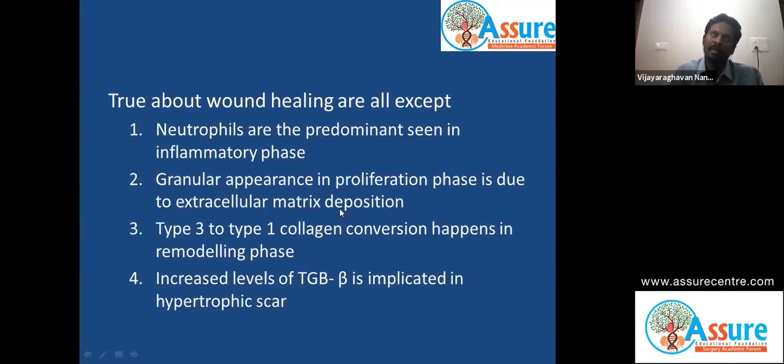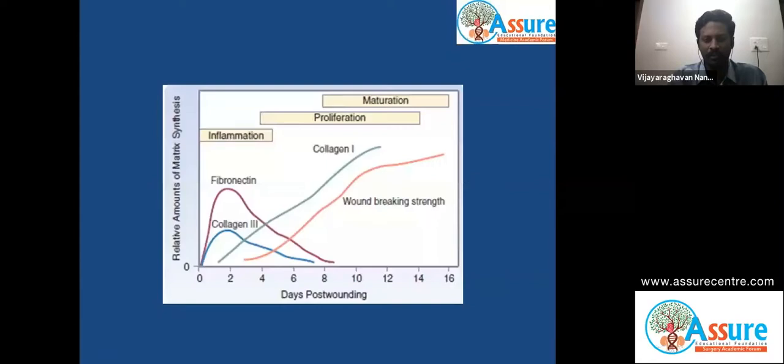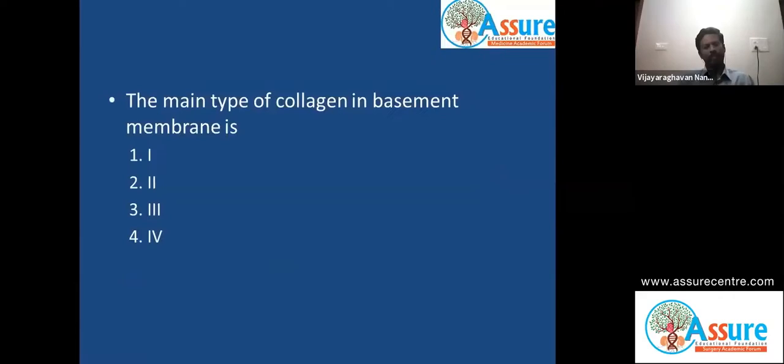What also happens in the remodeling phase? This irregularly, haphazardly deposited collagen changes into linear collagen. Okay, so these are all the extra facts which you need to know as in the general surgical part. So if there are any further questions, you will be able to answer that accordingly. Okay, so going a little bit into this collagen, what could be the next one? The main type of collagen in the basement membrane.